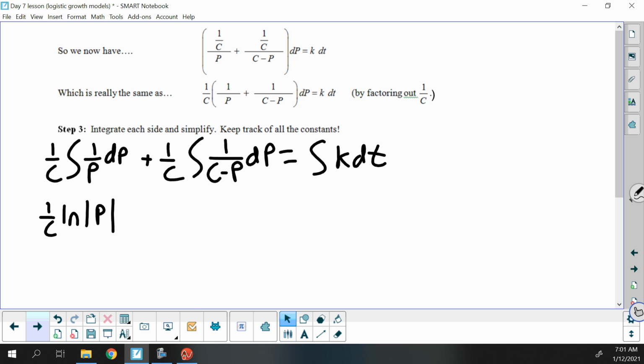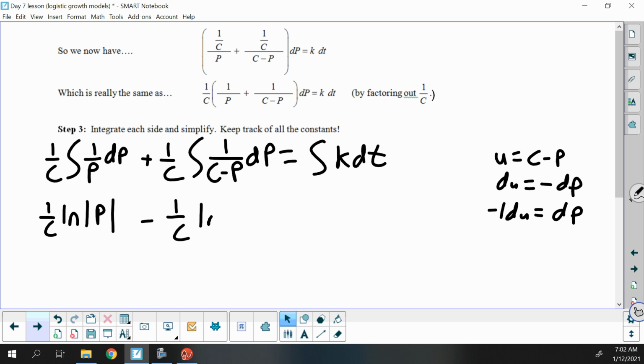Now over here, technically we would have to do a little U substitution. So we'd have U equals C minus P, du would equal minus dP. So we'd have to correct: minus 1 du is equal to dP. Because of the minus 1, when we do this antiderivative, we're going to end up with minus 1 over C natural log absolute value of C minus P. That's coming from natural log absolute value of u, and then we replace the u with C minus P.